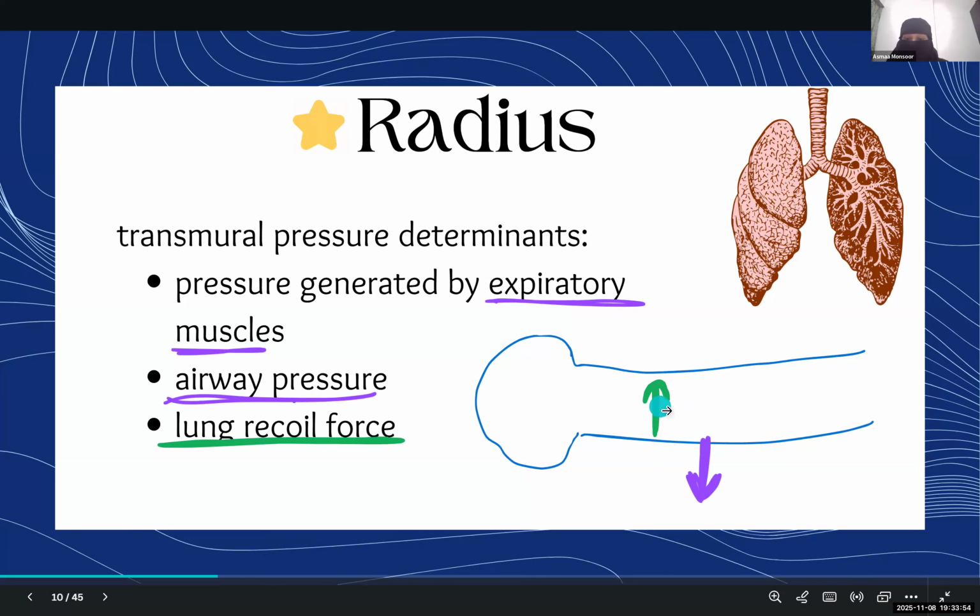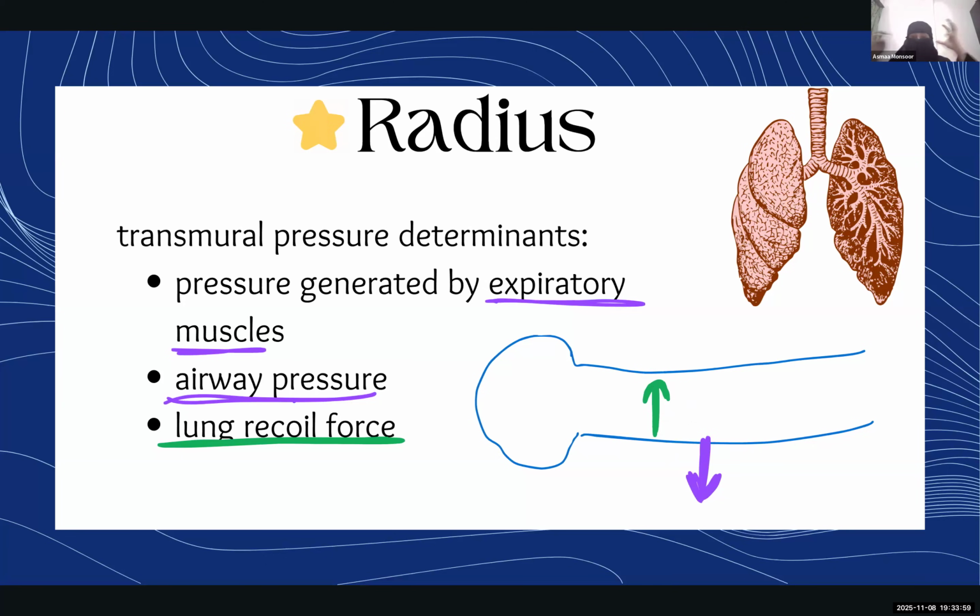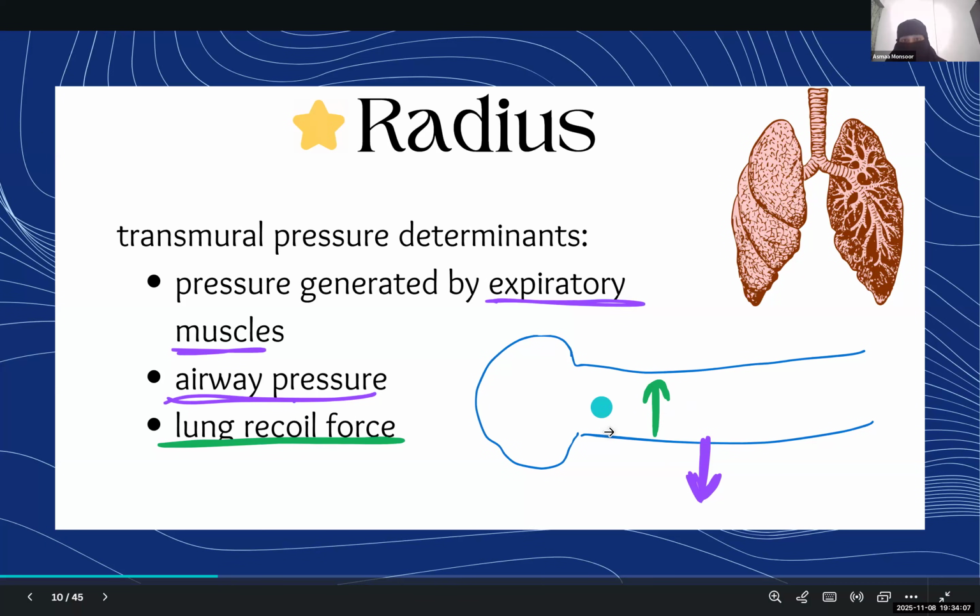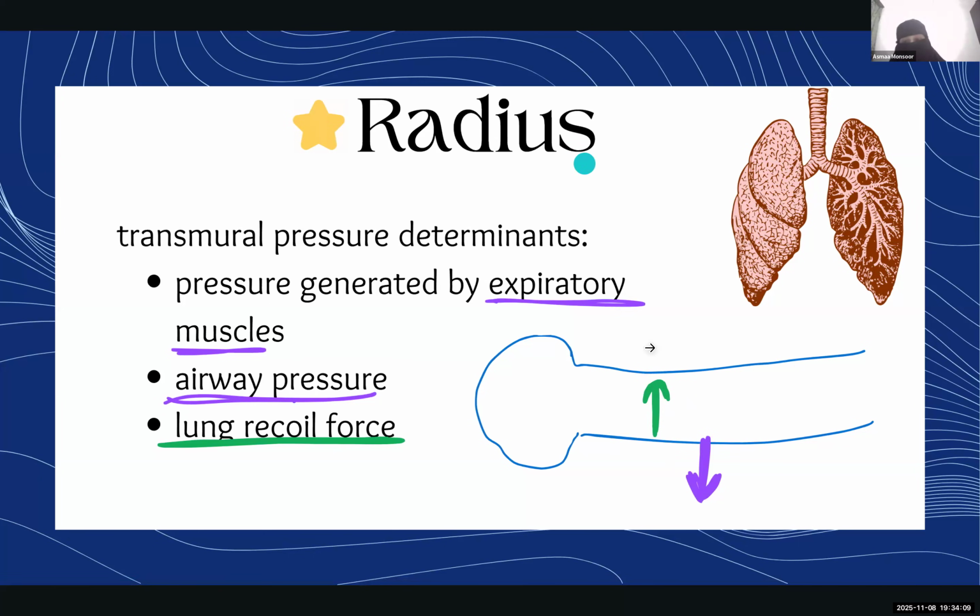And the third one is the lung recoil force, where all the lung tissue wants to push inside and make a big mush, and that is the inside force. Balancing all of this, we have the transmural pressure. Now the radius depends on the transmural pressure as well. All right, hope you guys got it. Any questions in this place?